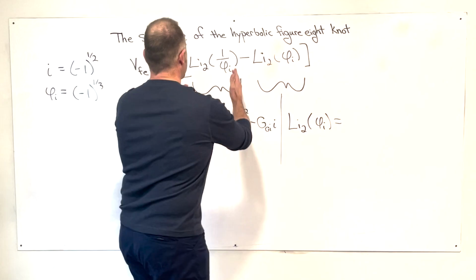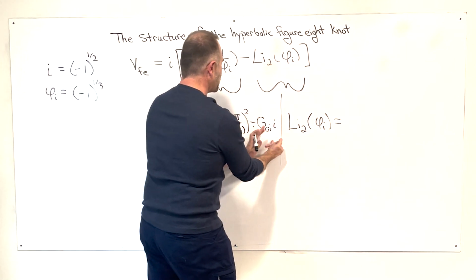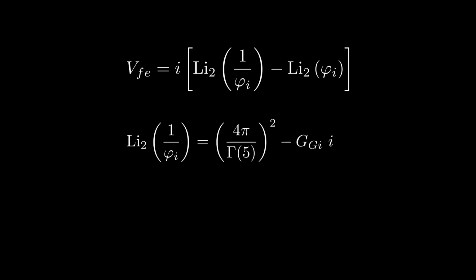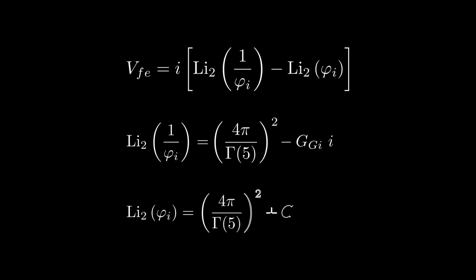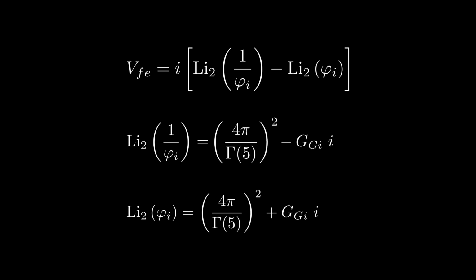So there we go. The first chunk actually splits into 2 pieces, a real piece and an imaginary piece. The imaginary piece is the Geekskin manifold. The orthogonal real piece is 4 pi over 24 squared, which I'm writing as gamma of 5 for a reason, but you can think of it just as 4 pi over 24. It's equivalent. The other piece, the second piece, also splits, and its real part is exactly the same, 4 pi over 24, or gamma of 5 squared, plus GGI times i.